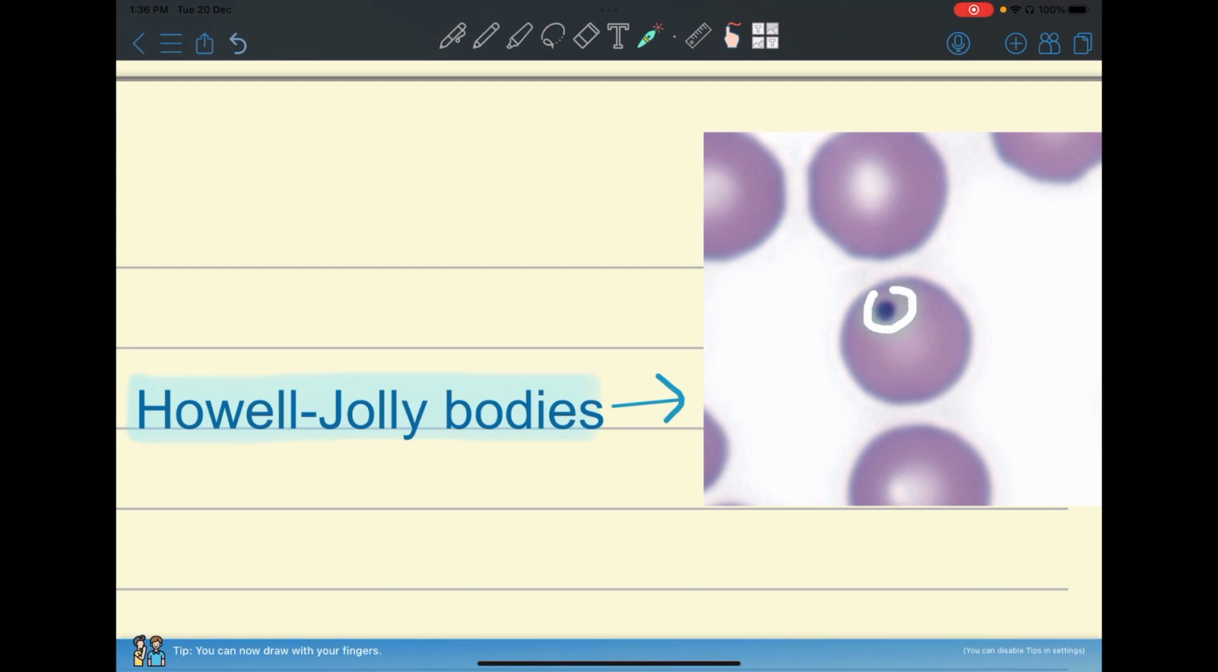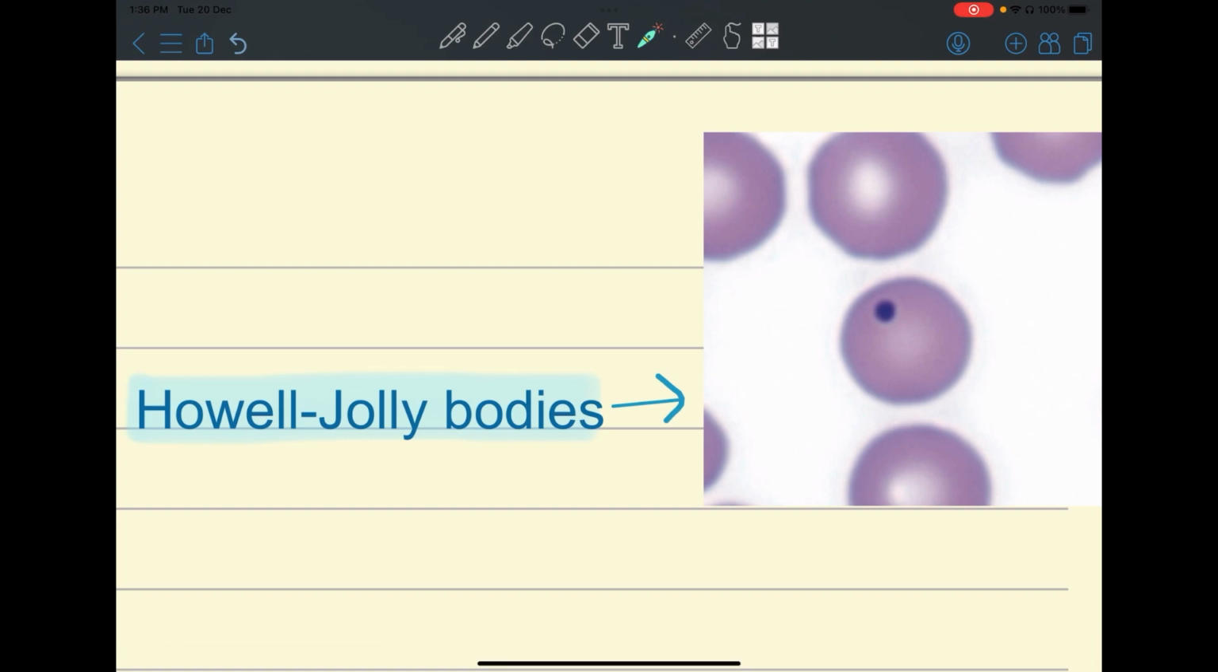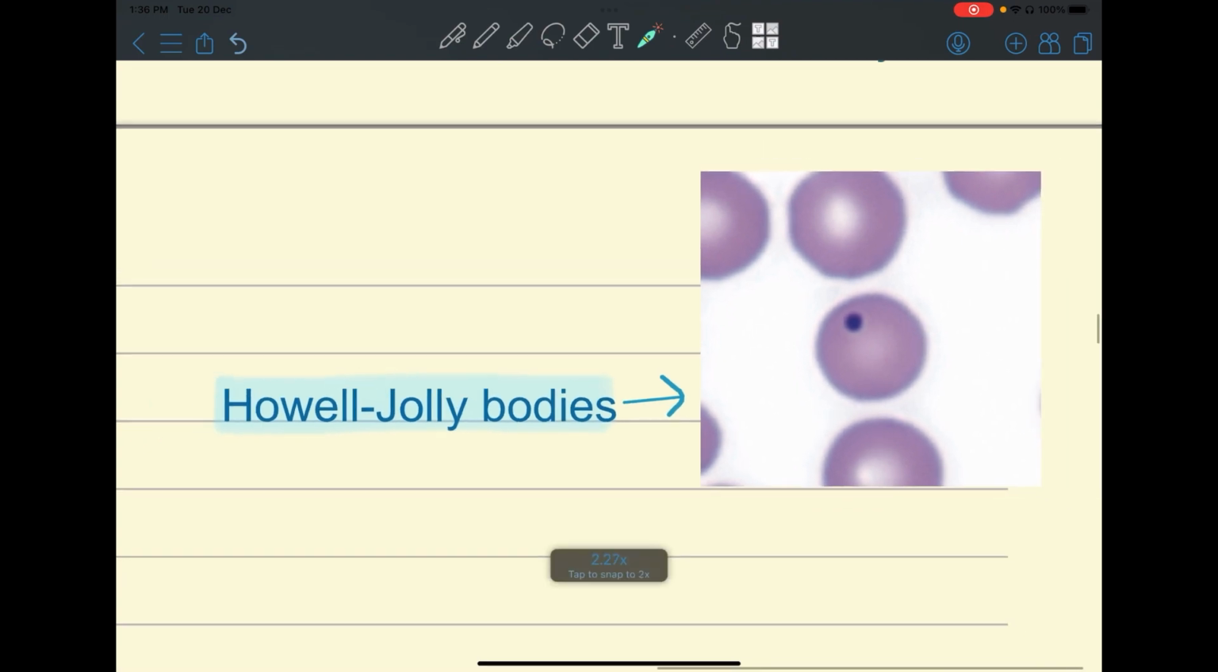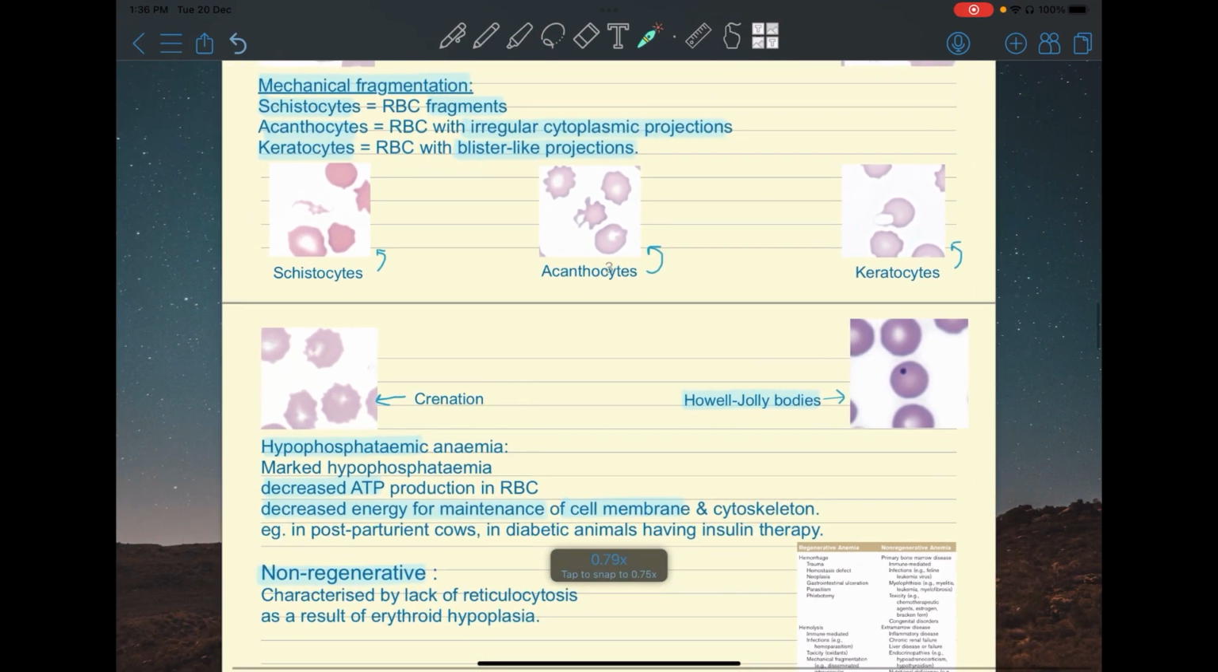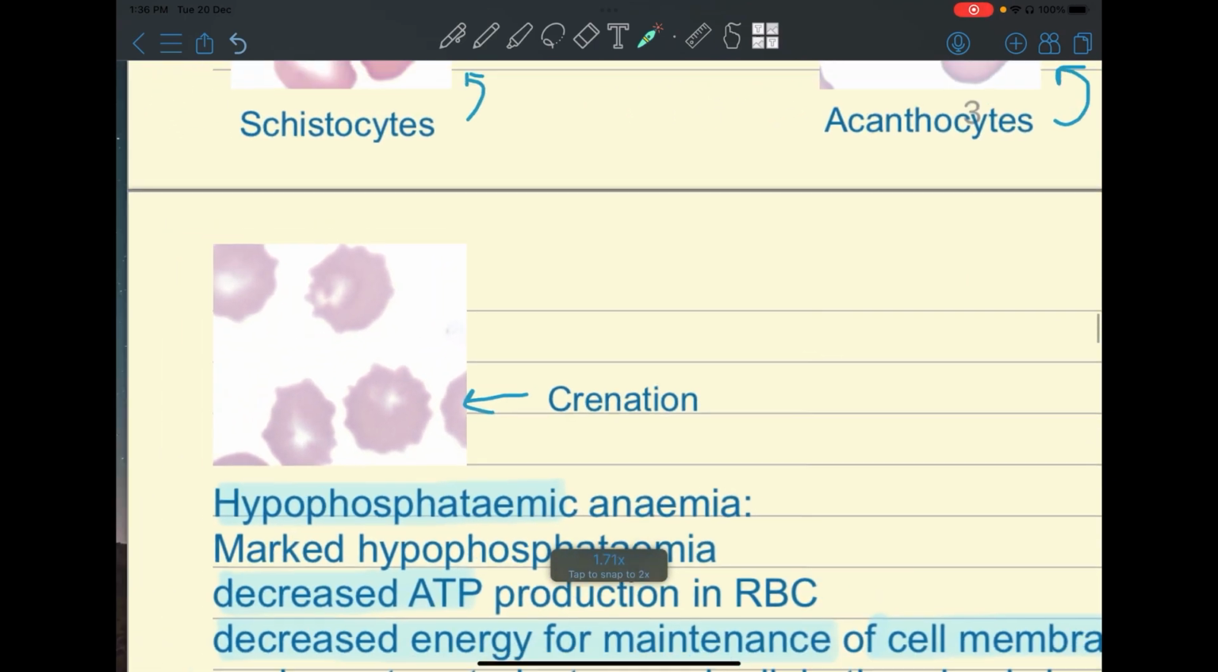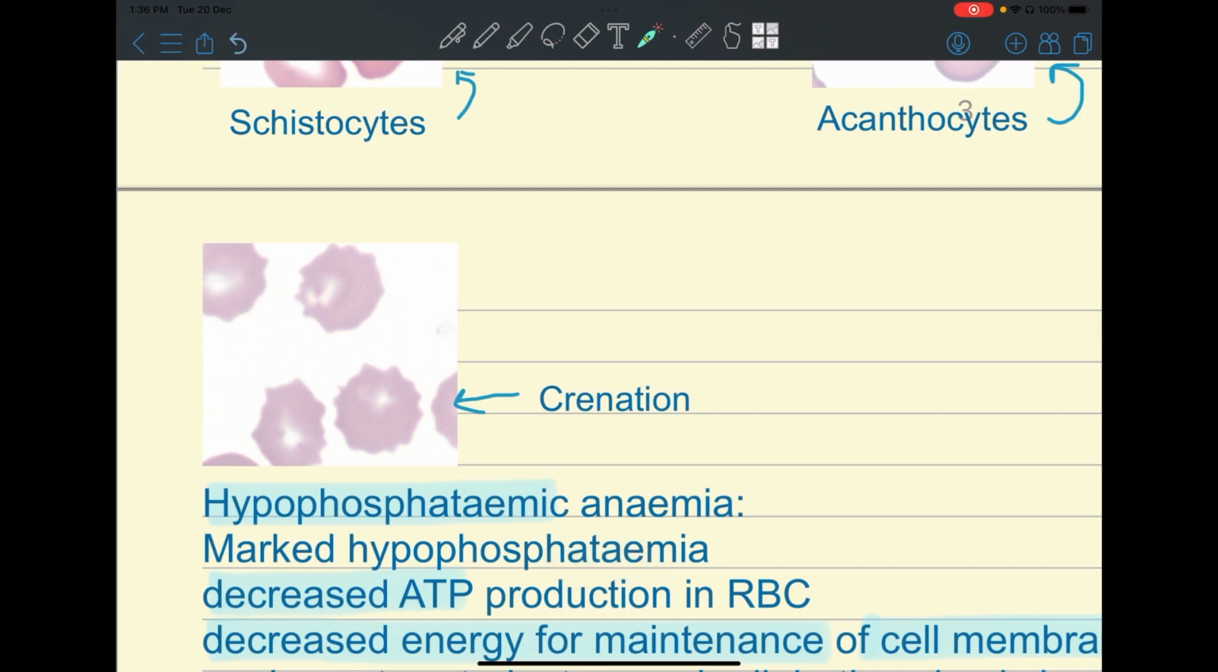These are the Howell-Jolly bodies, but just like Heinz bodies, they are normally present in very low numbers in case of horses, cats, piglets, and dogs. In other species, they are very much indicative of a pathology. And if they are present in large number in horses, cats, piglets, and dogs, then it may also be due to a pathology. Then what is crenation? Crenation is not an abnormality in the RBC morphology. Rather, it is an artifact. It is a mistake.